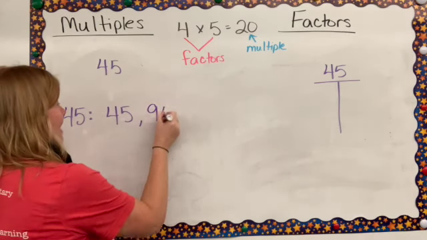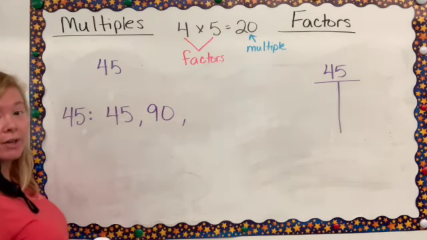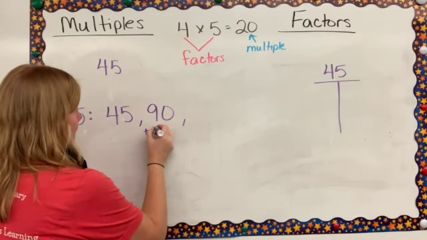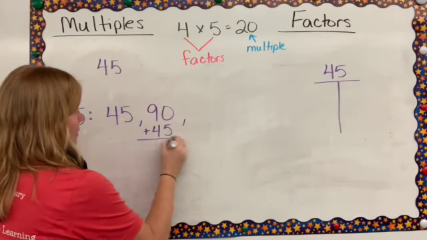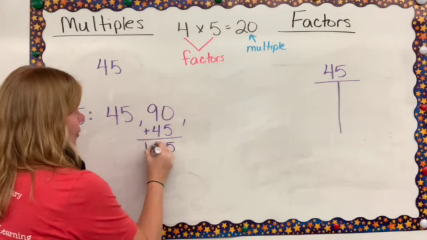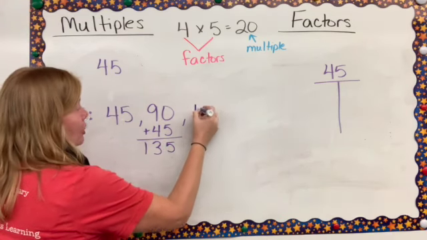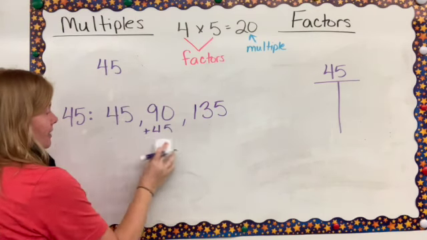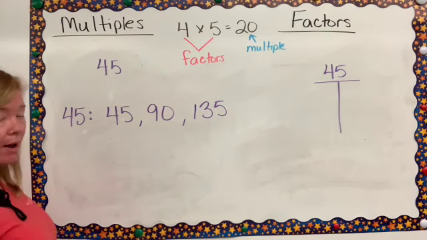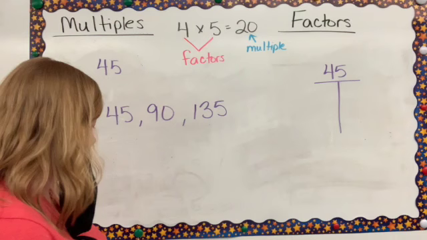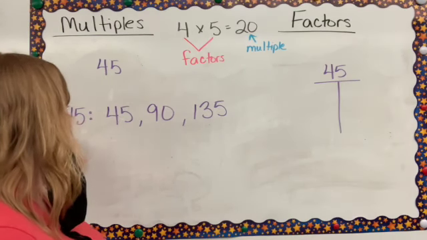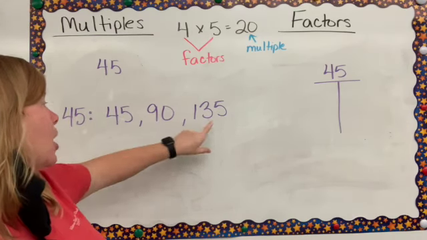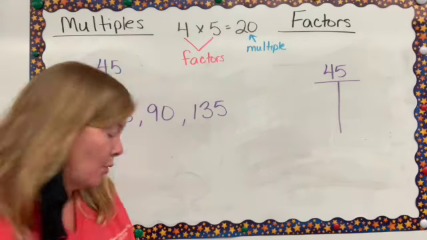Okay, I'm at 90. Let's do the next multiple. 5 and 13, 135. Perfect. At any point throughout this video, you could have paused it if you needed me to slow down a little bit, just so you know. 45, 90, 135. Those are the first 3 multiples.